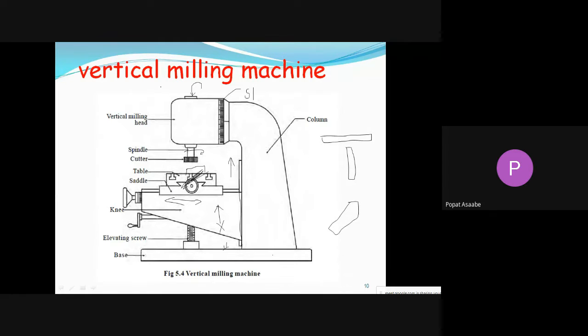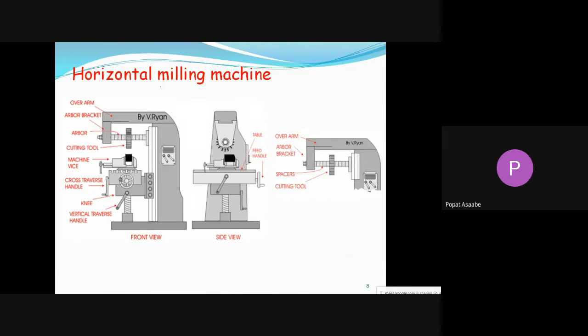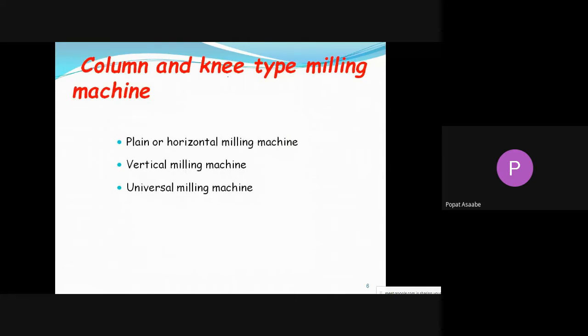Okay, this is about the milling machine. Once again I will summarize the points we have studied in today's lecture. We have studied what is meant by milling, and the working principle of milling. We have also seen the classification of milling machines, and we started with the column and knee type of milling machine. The column and knee type is classified into three types: first the horizontal or plain milling machine, then the vertical milling machine, and the universal milling machine. Out of these three, we have covered two, horizontal and vertical.